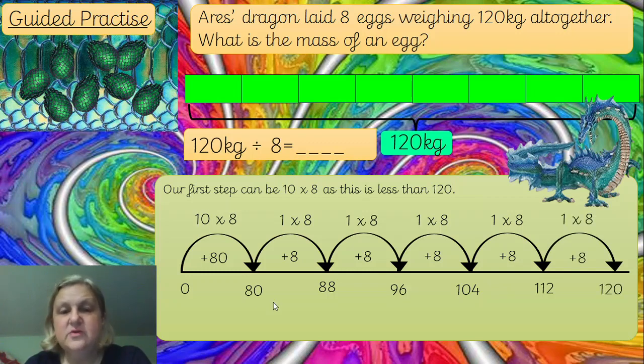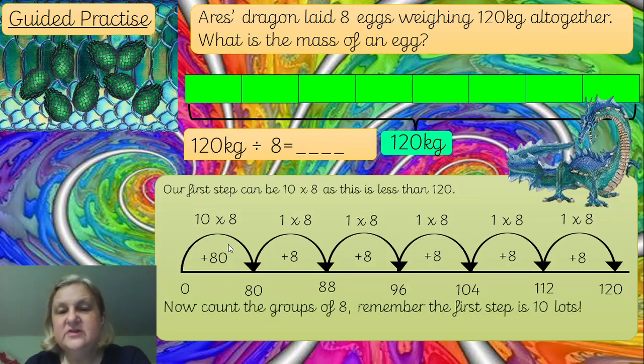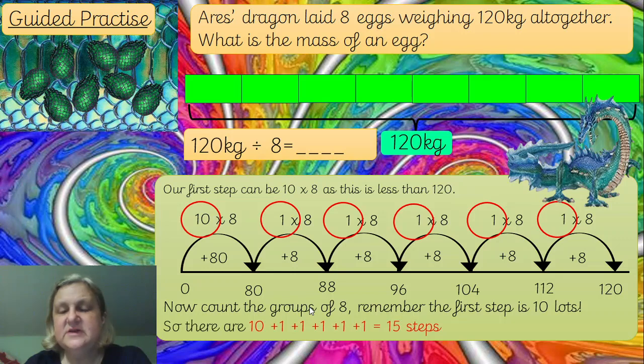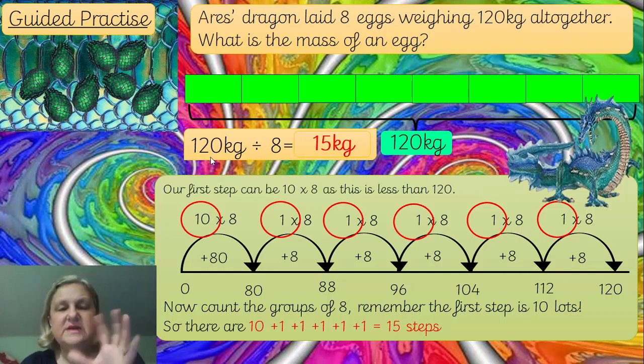So now what we're going to do, we're now going to count those groups. So we've got 10, 11, 12, 13, 14 and 15 steps. So 15 lots of 8 equals 120. So if we do the inverse for this, we go 15 times 8 is 120. So it can show you how that manipulation of number can really help.